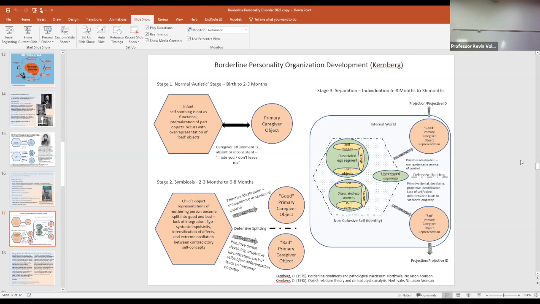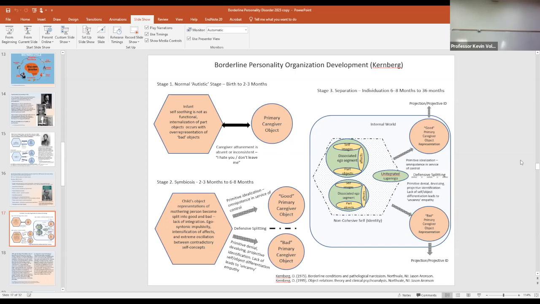We have a non-cohesive self, or we might think of this as the diffuse identity. And in this identity, you have dissociated ego fragments. And within those dissociated ego fragments, you have partial self-images, you have emotions, affects, and you have part objects, right? Pieces of things from the outside world.